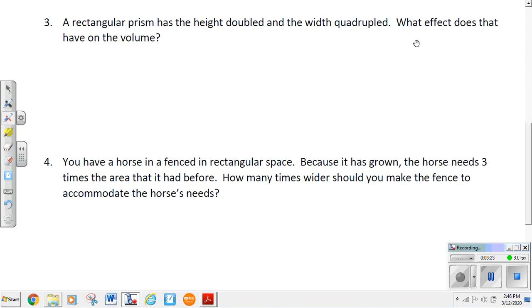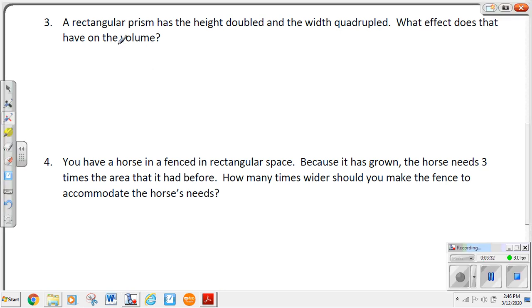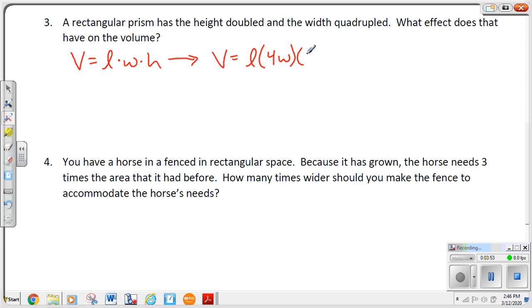Number 3. A rectangular prism has the height doubled and the width quadrupled. What effect does that have on the volume? Well, we're talking about the volume of a rectangular prism, which has the formula V equals length times width times height. If I'm doubling the height and quadrupling the width, we can rewrite this. V equals length times 4 times the width times 2 times the height.